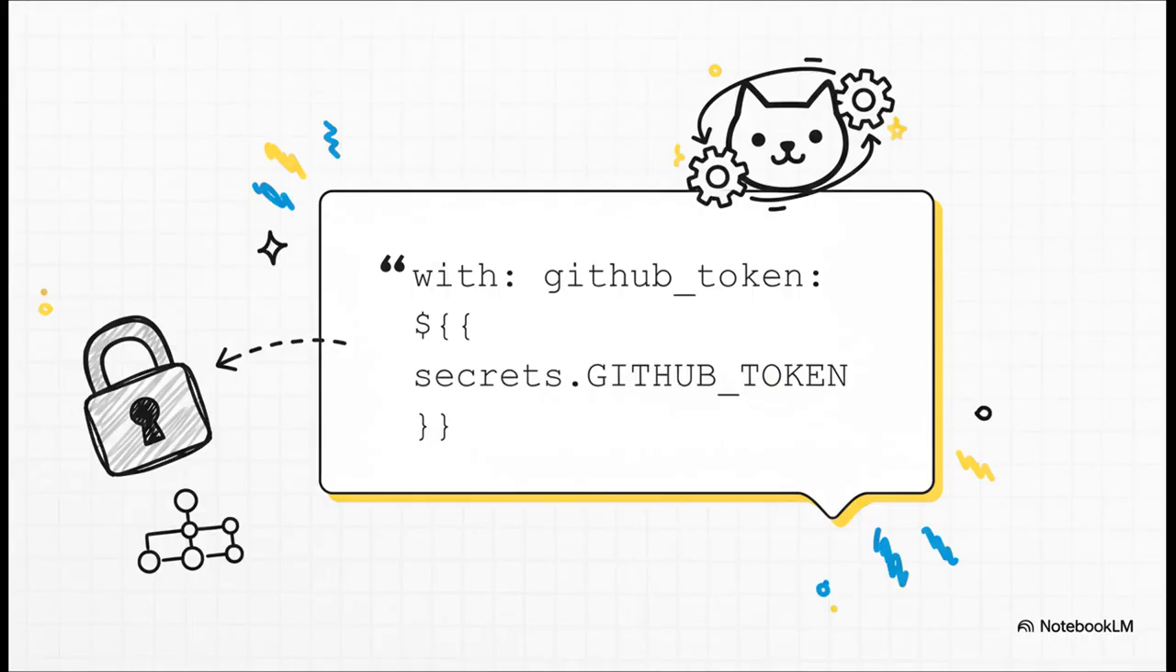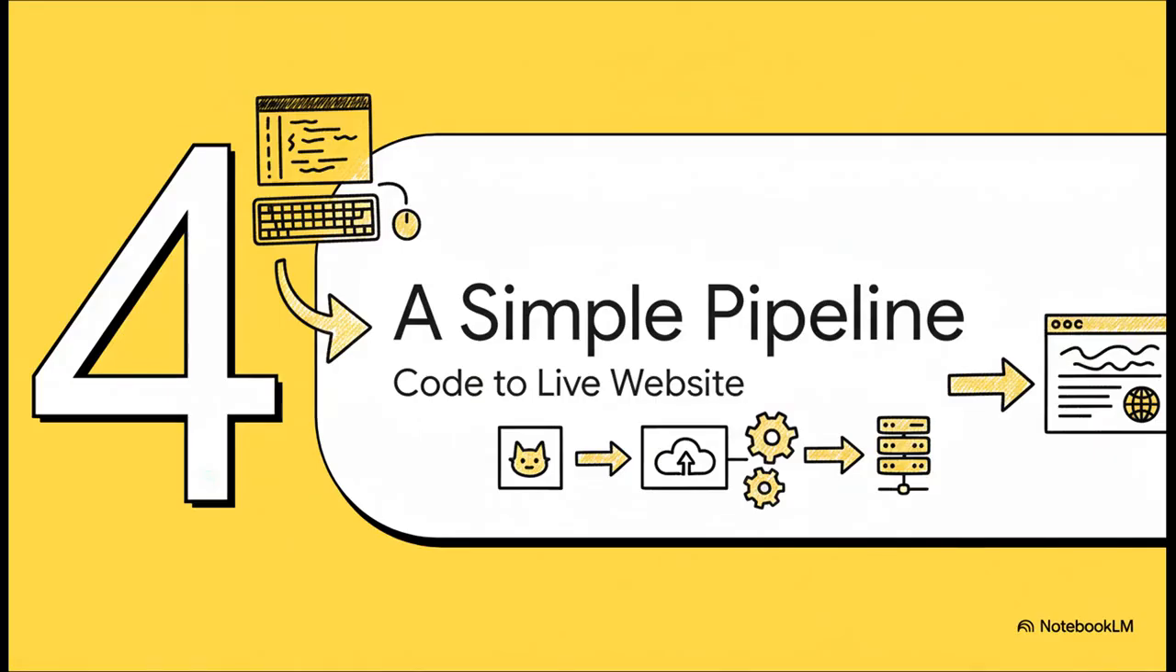And here's how you actually use one. See that special syntax? ${{ secrets.GITHUB_TOKEN }}? That's how you tell the workflow, hey, go grab the secret named GITHUB_TOKEN and use it here. It gets the value to the action securely without ever exposing it in your code or your logs. It's absolutely crucial. All right, that's enough theory.